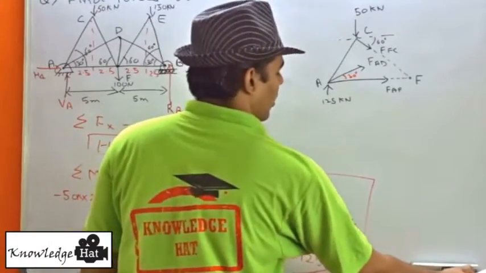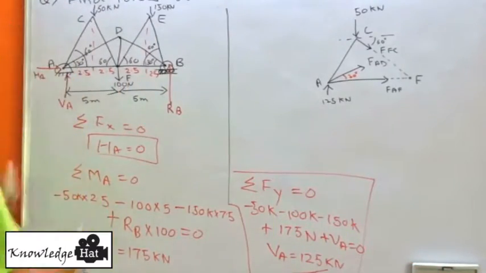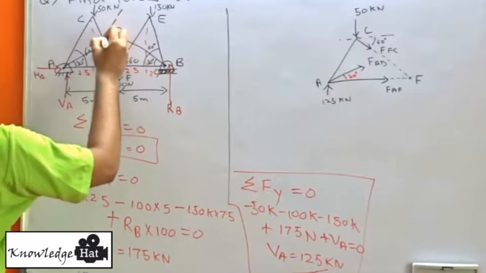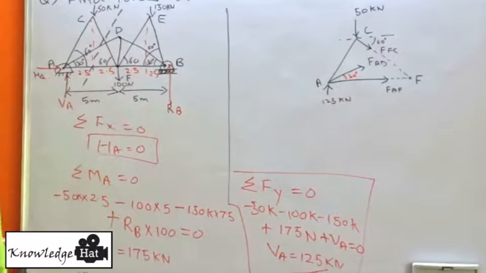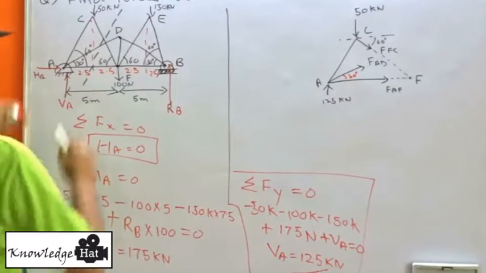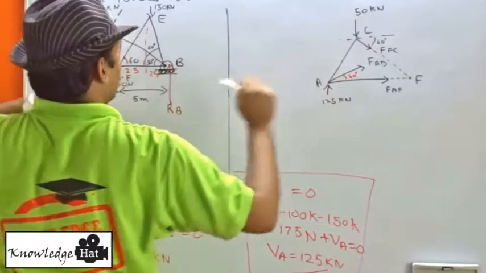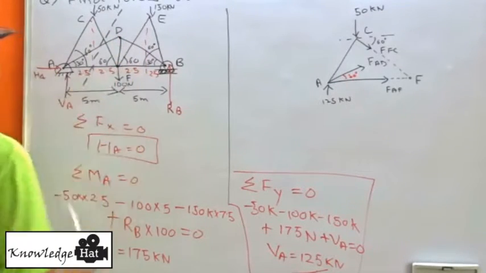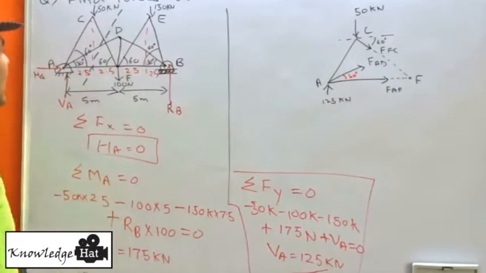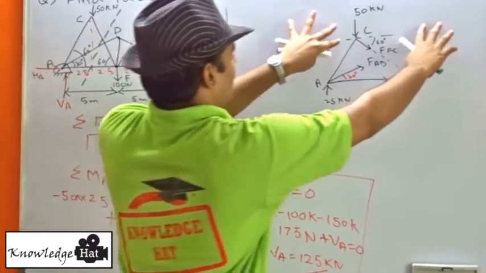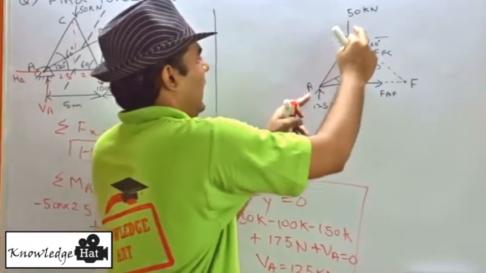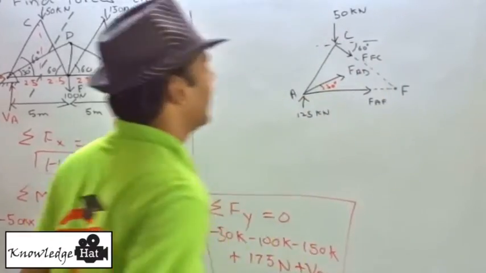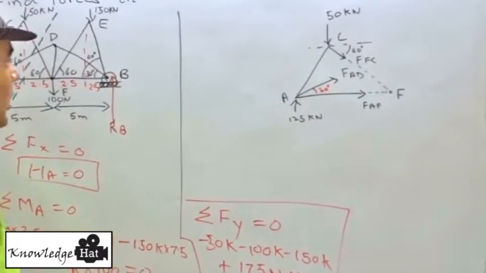I'll tell you how. We take a section in this portion and it will be something like this. So we have ensured that all our required members CF, AD and AF, all three are cut and we paste it here. So this is how it looks now. We have AC, we have AF, AD and FC which are required. Now we'll go ahead and solve this.